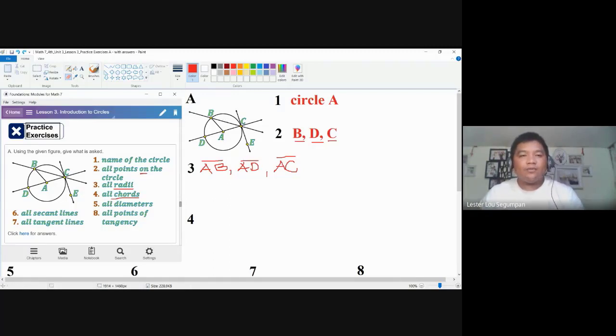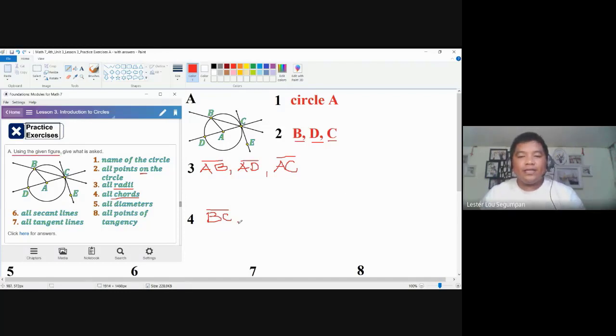Chord. That would mean we have here chord BC, or chord CB. How about BD? Do we have a chord BD? If we are going to draw, then we have a chord BD. But as far as the figure is concerned, they are not connected. We cannot write chord BD. Again, we will only focus on the given figure. That's the concern, using the given figure.